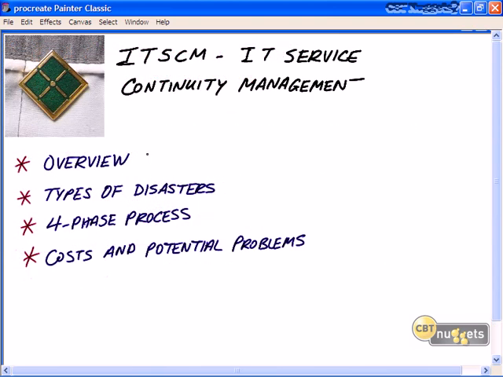Well, in the second to last nugget movie of the ITIL version 3 series, we looked at 4 key topics. First of all, an overview of ITSCM, IT Service Continuity Management. And then we looked at the different categories and types of disasters. We kind of went through a laundry list of those. You need to know that information when you put together your strategy. We looked at the 4-phase process in great detail of ITSCM. And then finally, some of the costs and potential issues with deploying and implementing an ITSCM solution.